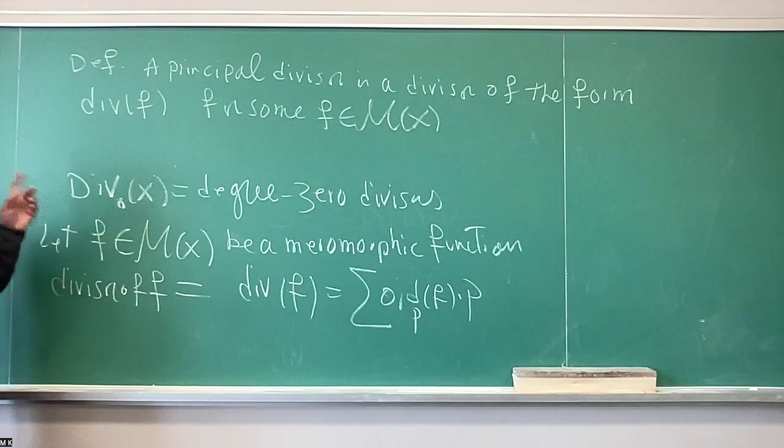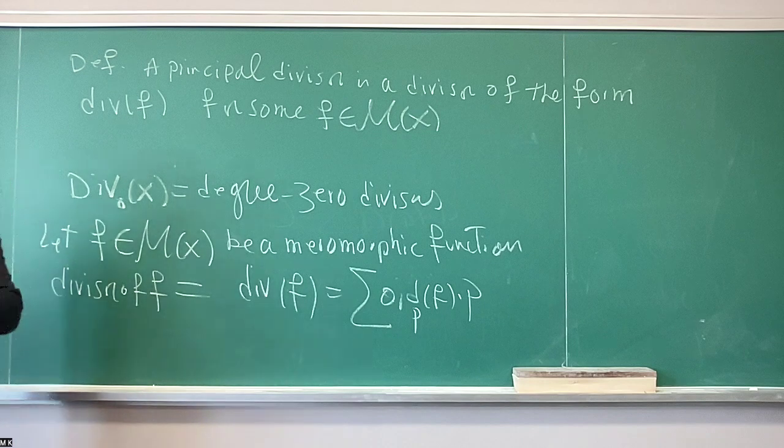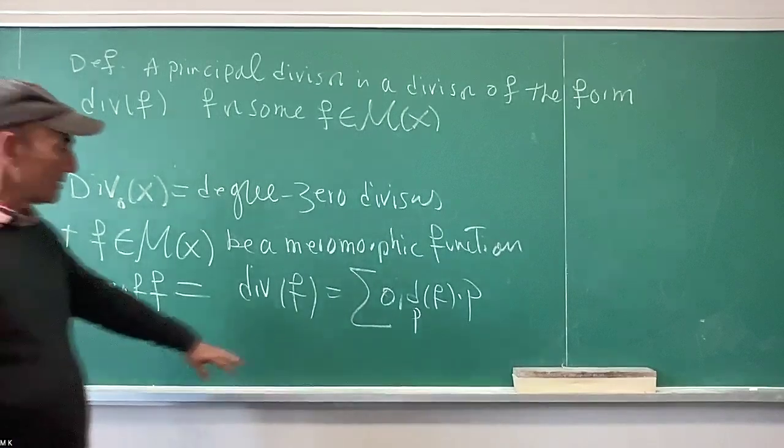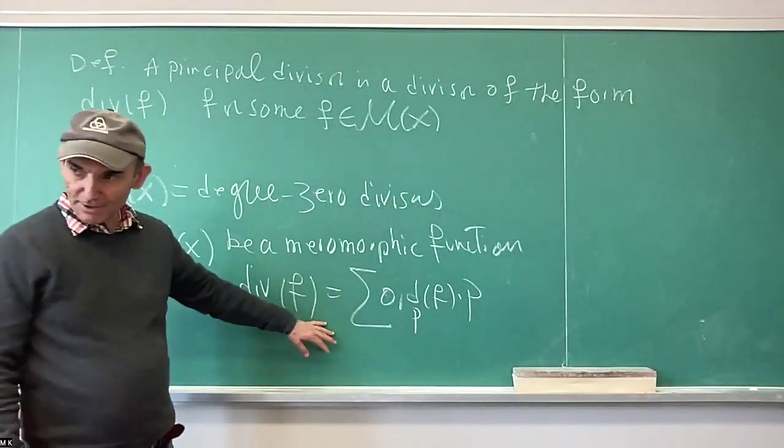Now you can see that these principal divisors actually form an abelian group. A divisor is defined from X to Z. How do you define a divisor? Oh, I'm sorry, never mind. The definition of principal divisors is here.